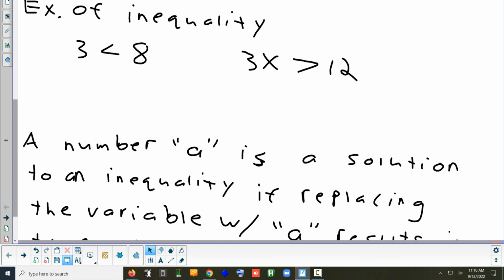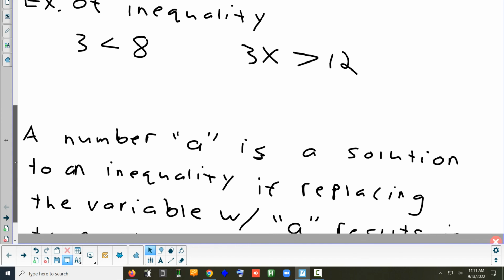The difference with an inequality is there's usually, or there can be, an infinite amount of answers. Versus an equation, it can have an infinite amount of answers, but that's more of a special case. Having an infinite amount of answers with an inequality, that's pretty normal. That happens all the time.